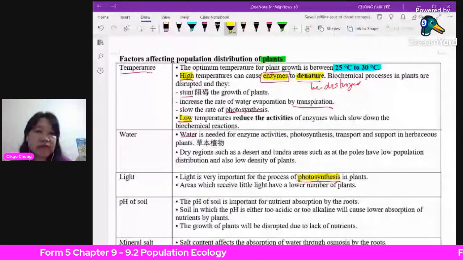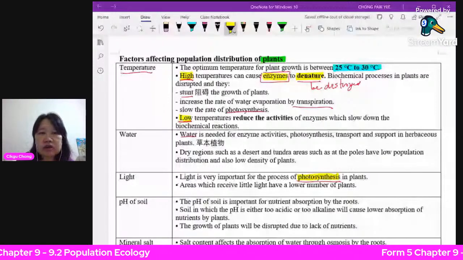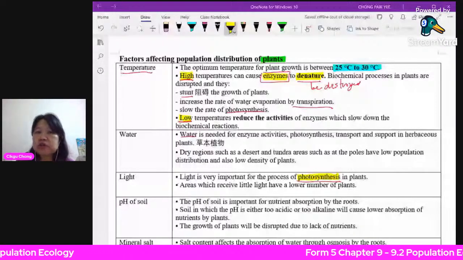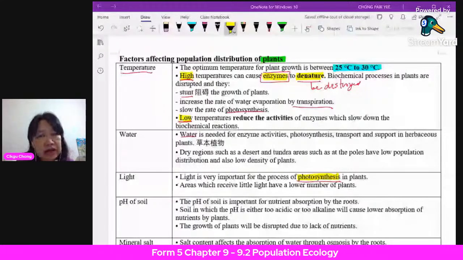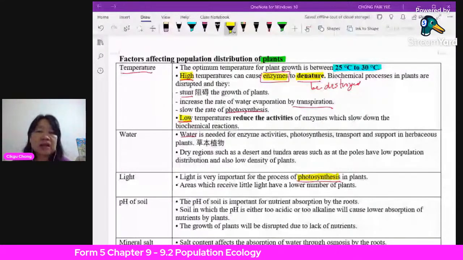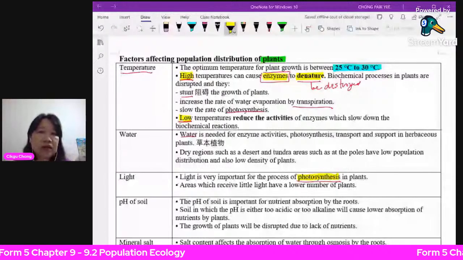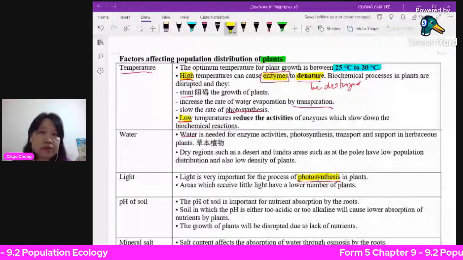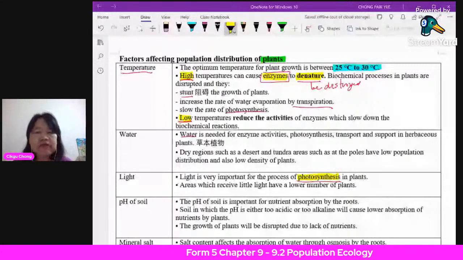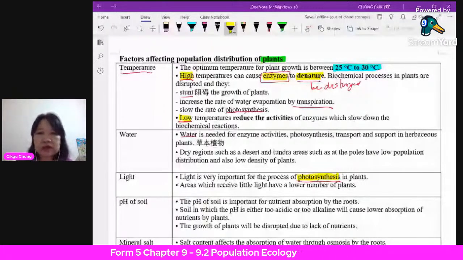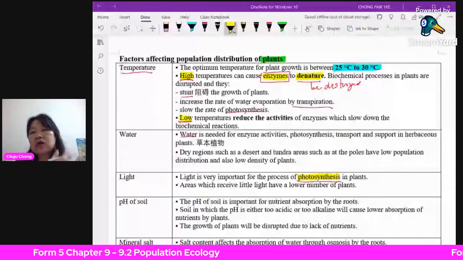Next, pH of the soil. Soil pH is important for nutrient absorption. It cannot be too acidic or too alkaline, because certain organisms prefer acidic or alkaline conditions. Yeast prefers a more acidic condition, while bacteria prefer a more alkaline condition. So an unsuitable pH will lower the absorption rate of nutrients, and they do not grow very well.